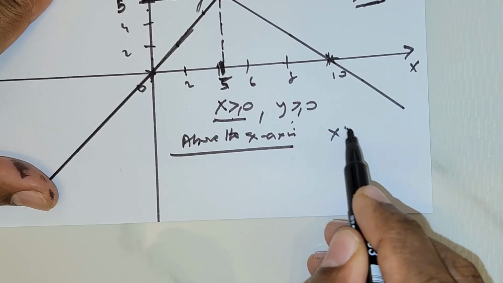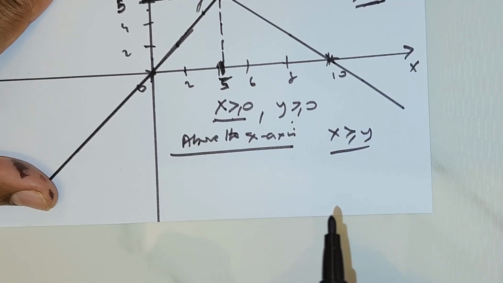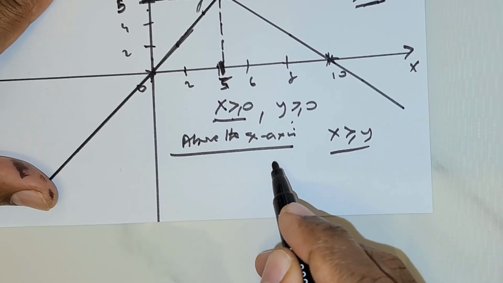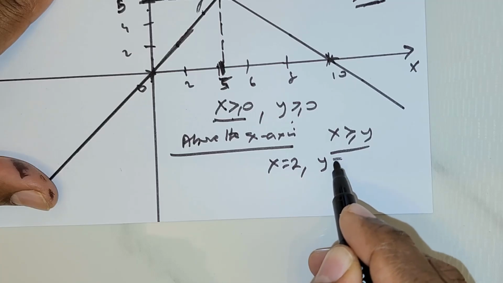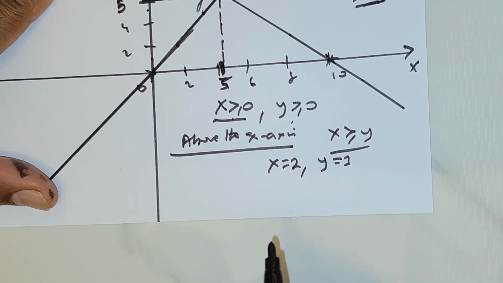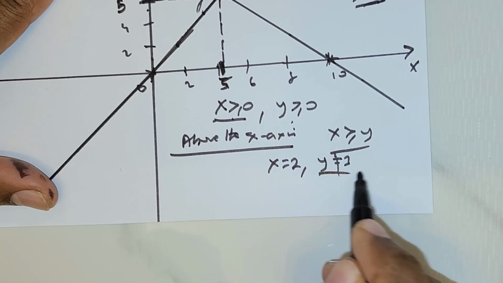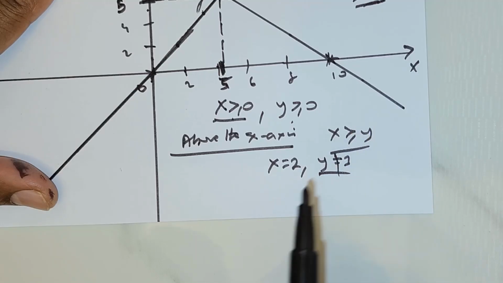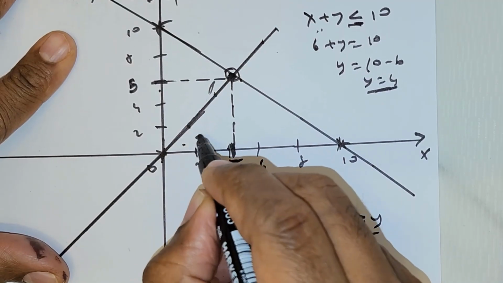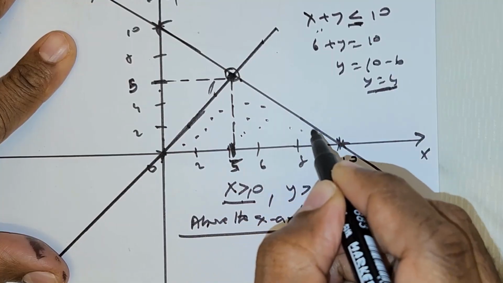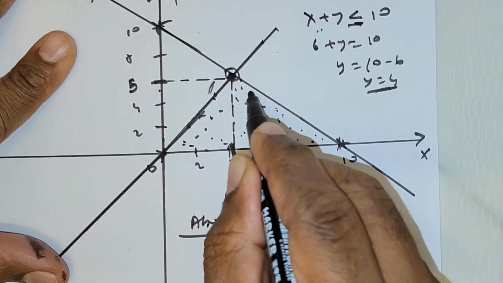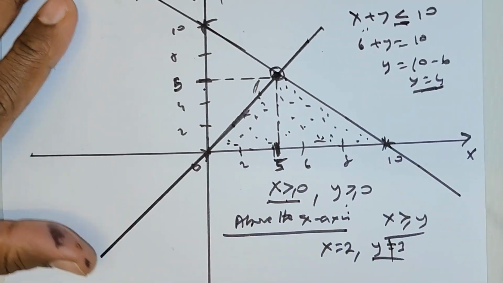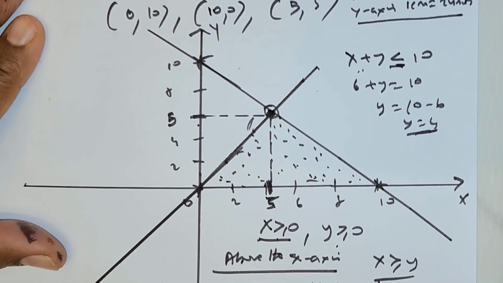Now there is another inequality, x greater than or equal to y. That means if I take the value of x equal to 2, y cannot be equal to 3. You understand my point? So y is not possible because x should always be greater. So this will be the region that we are looking for. Okay, so that is the completion for this question. We move on to the next one.